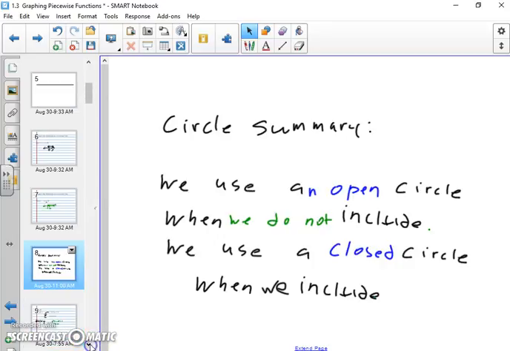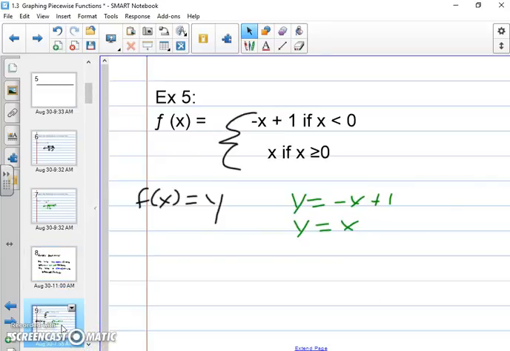And then from there, we jumped into the actual problems. Here's the first problem that we worked on. I have f of x, because this is what piecewise is supposed to look like. But down here, I reminded you that f of x and y are the same thing. So if you want to read these as y is equal to -x plus 1, and y is equal to x for this one, that is perfectly acceptable.